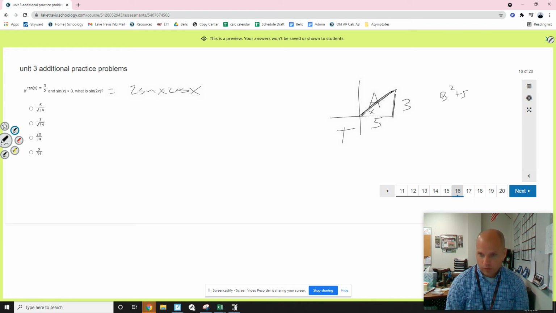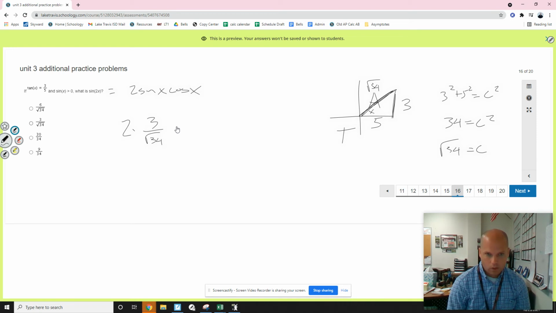So 3 squared plus 5 squared equals c squared. So that's 9 plus 25, which is 34. So c is root 34. Should be plus or minus, but hypotenuse is always positive, and we had the correct location. So sine x is 3 over root 34, cos x is 5 over root 34. 2 times 3 times 5 is 15 times 2, 30. Root 34 times root 34, 34. Divide the top and bottom by 2, 15/17.